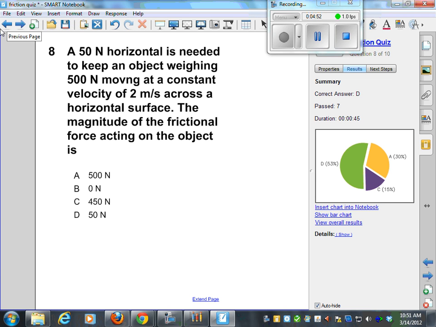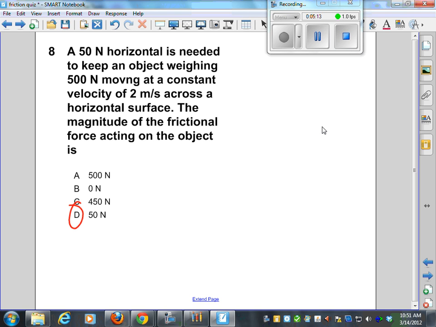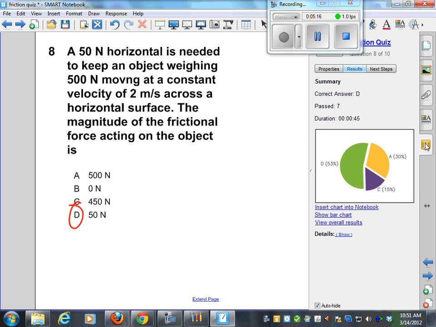A 50 Newton horizontal force is needed to keep an object weighing 500 newtons moving at a constant velocity of 2 meters per second across the horizontal surface. The magnitude of the frictional force acting on the object is, if it's going at a constant velocity, exactly the same. 50, right? Net force, 0. We should have done better there, you guys. What did some people want to say? They said 500. It's not equal to the weight, and certainly not a subtraction question. Make sense?